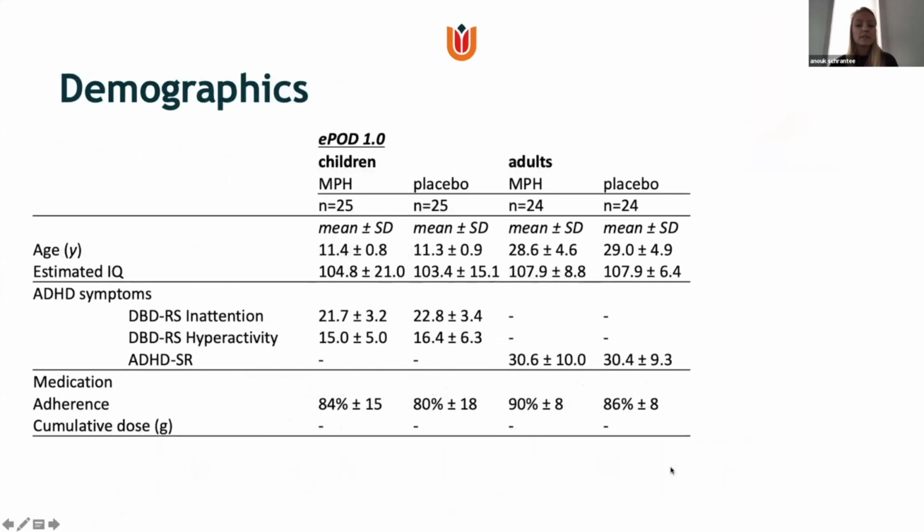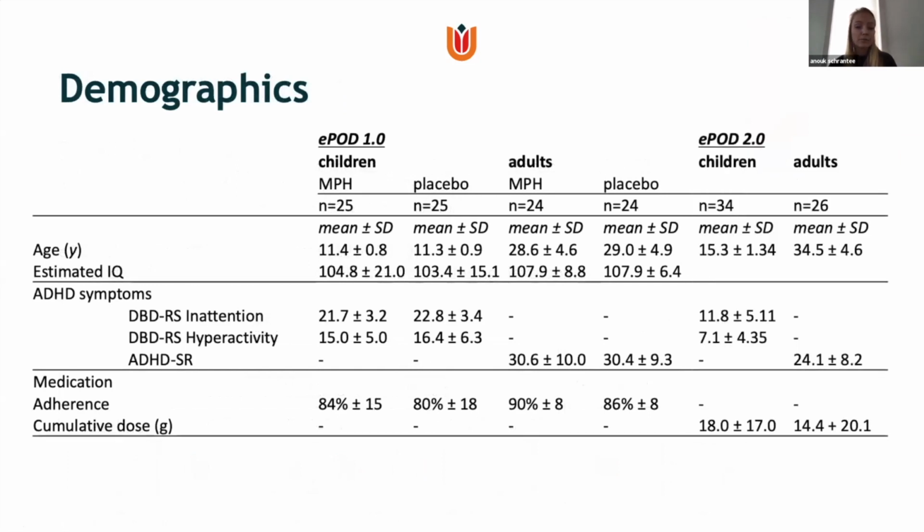So here you can see the demographics of the sample at baseline and also at the final follow-up. At follow-up, we were able to include 34 children and 26 adults. And we found that those that participated in the follow-up did not significantly differ from those who didn't in terms of baseline characteristics. In the group that came back for the follow-up, we saw a significant decrease in ADHD symptom severity at follow-up compared to baseline, both in adults and children.